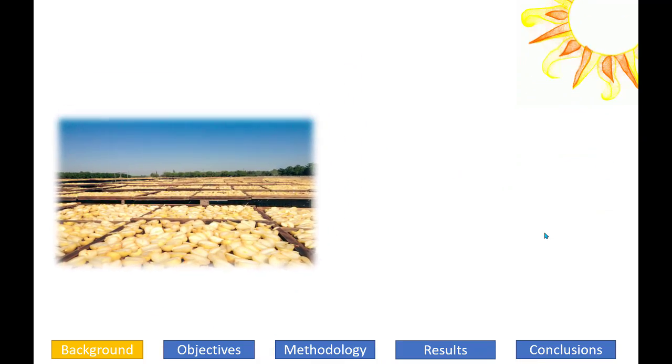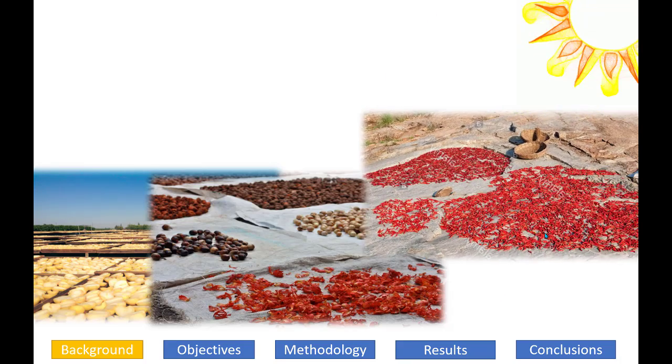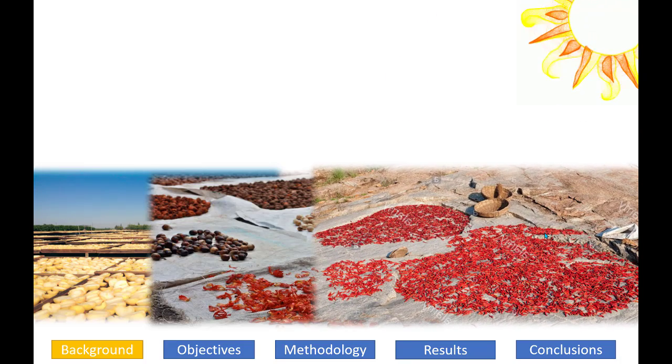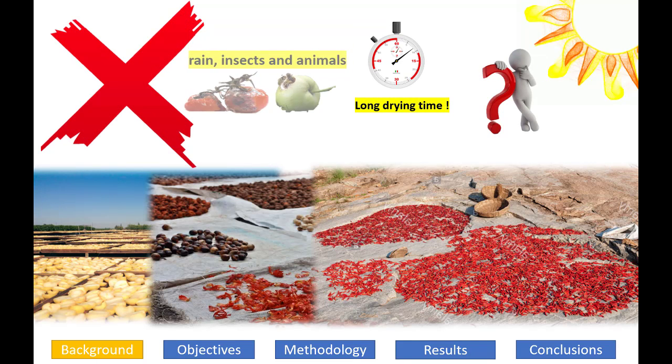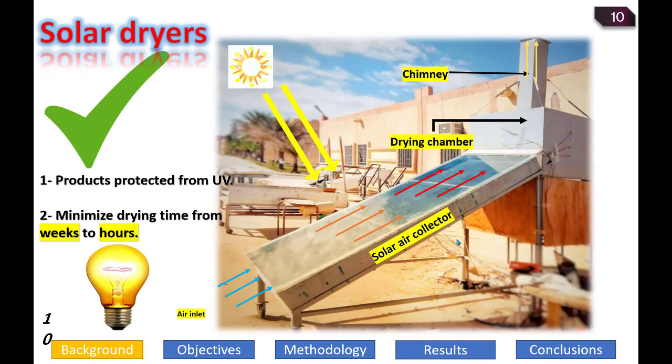Actually, open sun drying is one of the oldest preservation techniques of agricultural products. But in open sun drying, the products are affected by external calamities such as rain, insects, and animals. Furthermore, the quality of the dried products is far below the desired standards. So solar dryers could be the best alternative to open sun drying because the products are protected from UV, and also this type of drying minimizes drying time from weeks to hours.